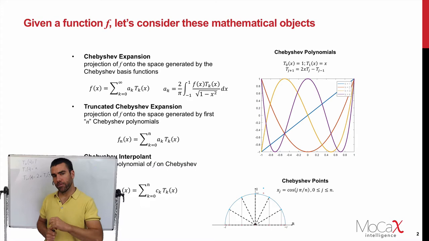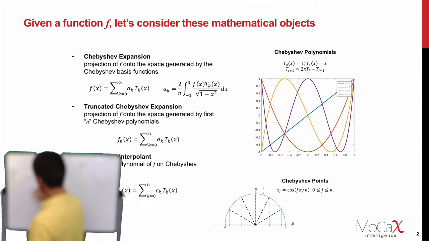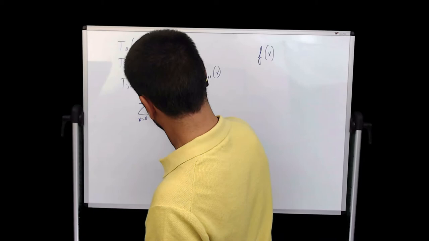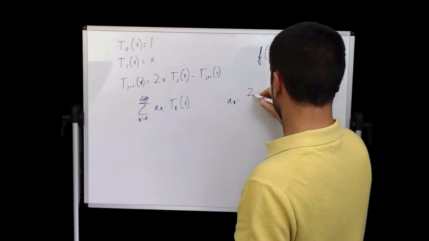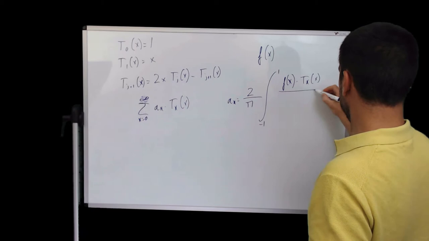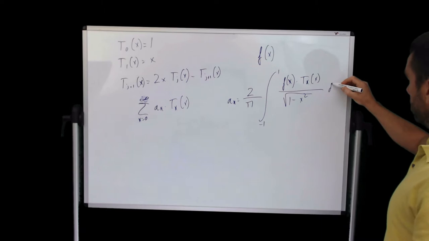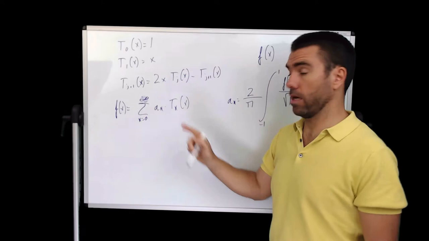So now, once we have that, let's define the following mathematical objects. We have a function f of x. Let's define the Chebyshev expansion as the sum from k equals 0 to infinity of a_k T_k(x), where a_k is given by 2 over pi times the integral between minus 1 and 1 of f(x) T_k(x) divided by the square root of 1 minus x squared. This is the measure, dx. Okay, so this is the Chebyshev expansion, which I'm going to put here already as equal to f(x), because we're going to see in a minute in the theorem that they converge. Anyway, this is the Chebyshev expansion.